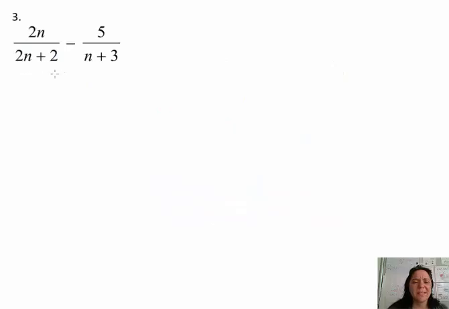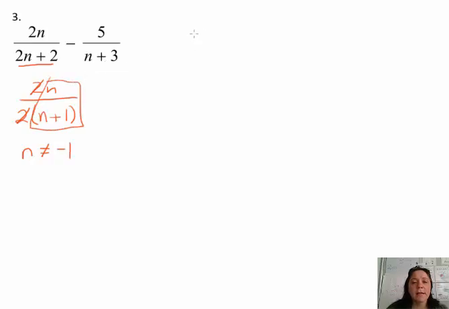One last problem, once again no common denominator, so let's factor this. We get 2n plus 1. But hey, that's going to be really convenient because that's over 2n, so we can cancel the 2's, reducing this fraction and making our subtraction a little easier. Our restriction on the variable, n is not equal to negative 1. So let's work with this much easier expression here as we set up our common denominators.